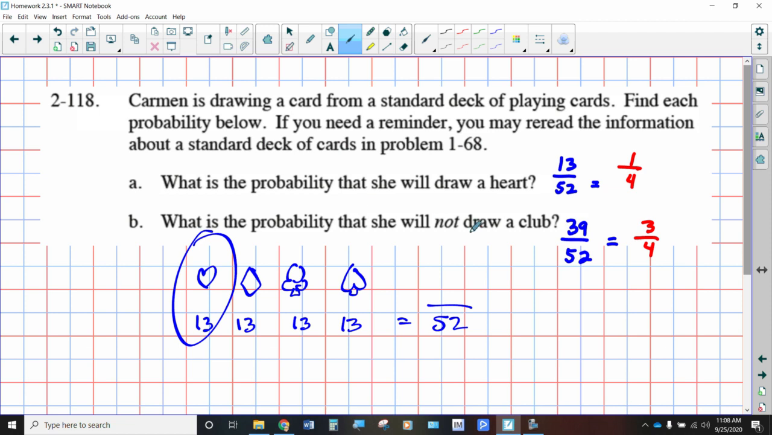What is the probability that she will not draw a club? Well, that's not a club, that's not a club, and that's not a club. So that means you've got a total of 39 cards in there that are not clubs, which is 3 out of the 4 suits are not clubs, and that's why it's a probability of 3/4 of not drawing a club.